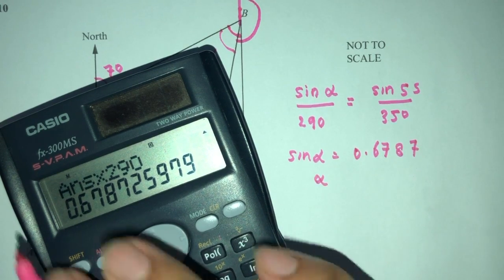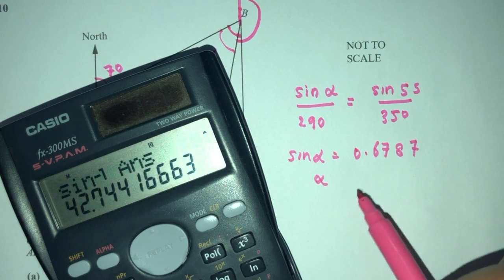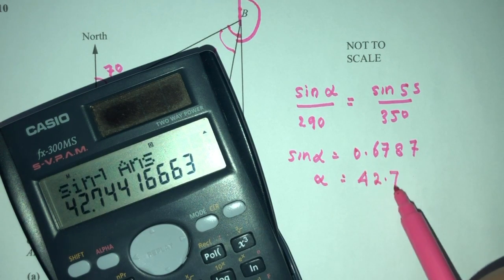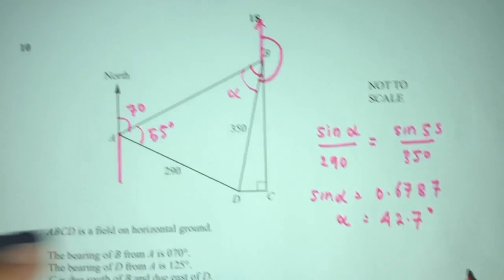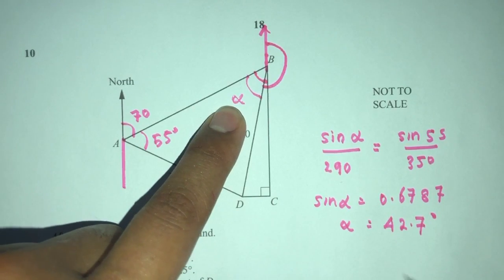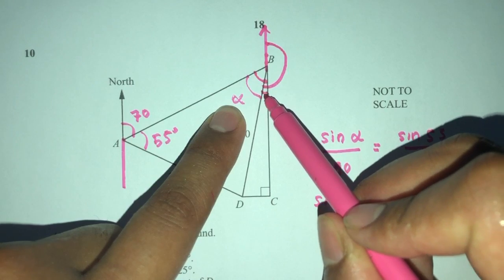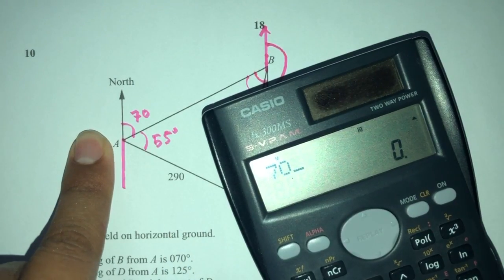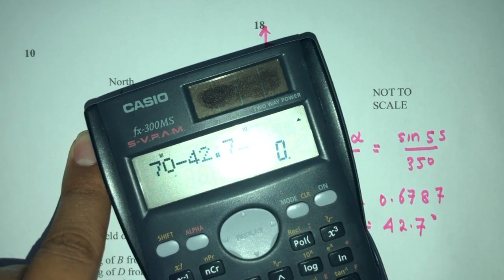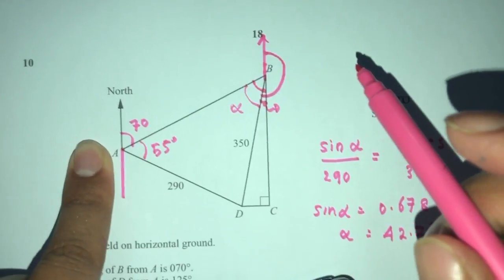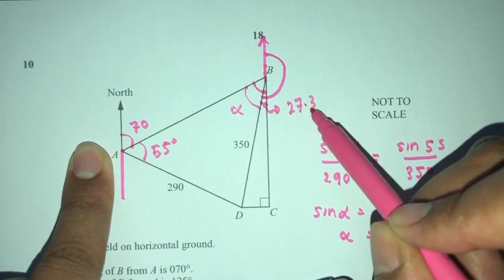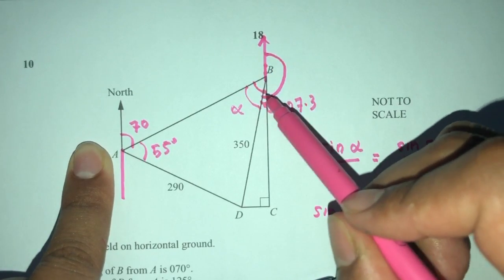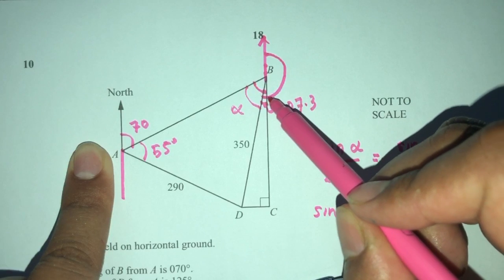So alpha will be sine inverse, that should be 42.7 degrees. So the angle here, alpha, is 42.7, which means this one right here will be what? Will be 70 minus this. 70 minus 42.7, that should be 27.3. Hence, to find this whole thing, we understand that we have to take 180 plus this one.